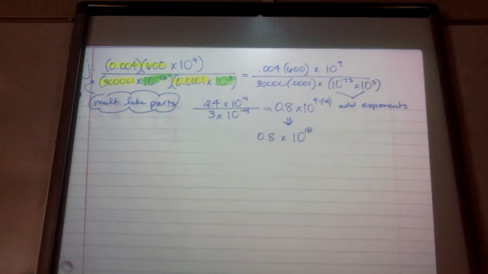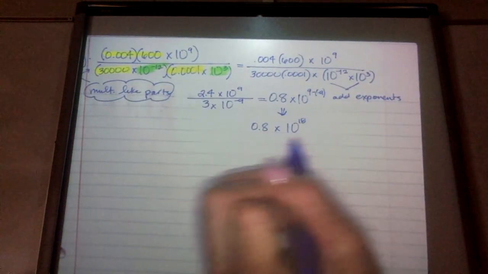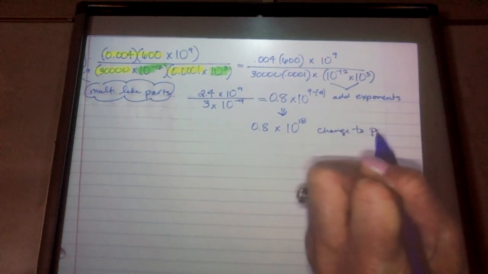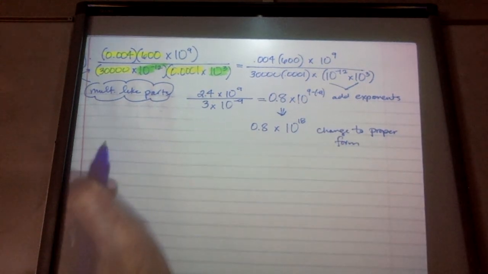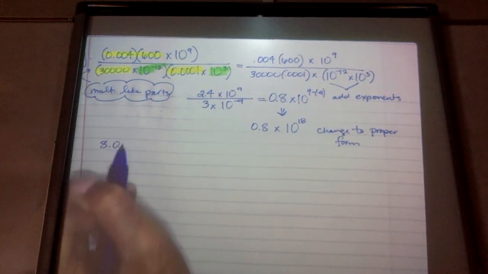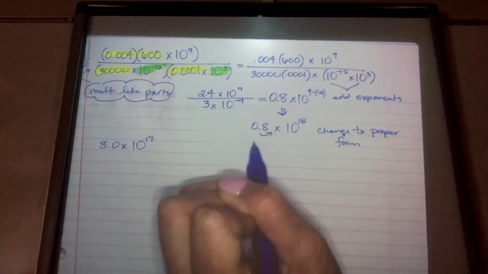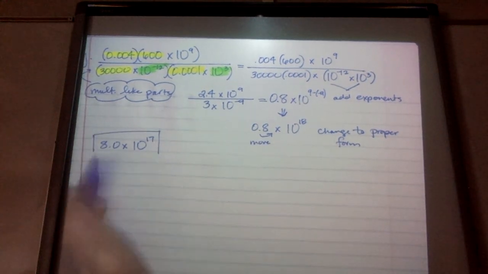Now, I'm going to put this in proper form. You can either write it in proper form in the beginning or the end. So proper form would be 8.0 times 10 to the 17th, because I moved the decimal over. And that is my final answer.